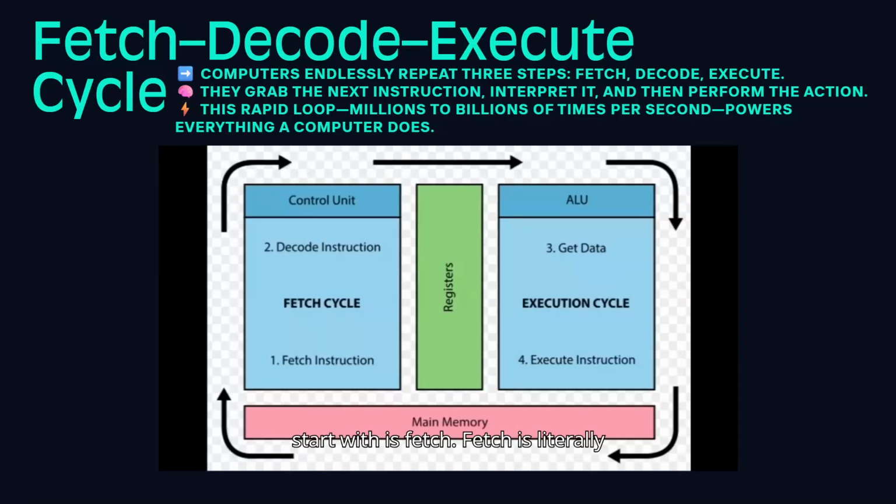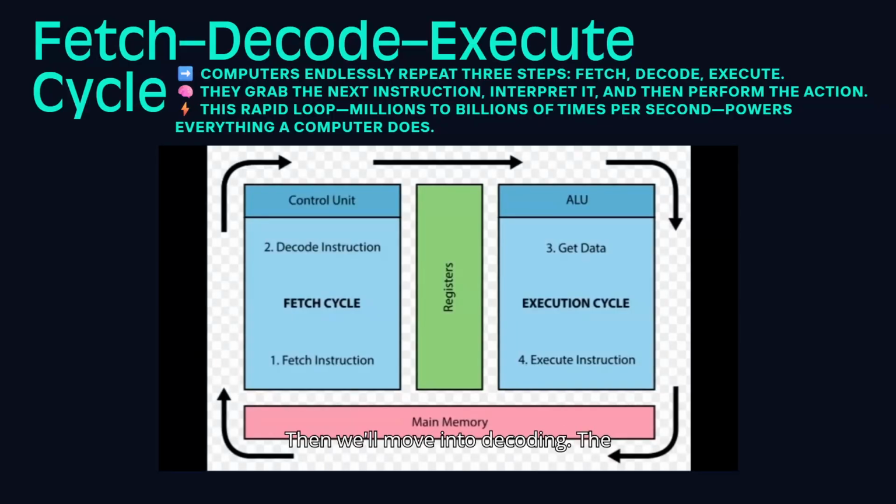First thing we'll start with is fetch. Fetch is literally the computer saying, what's the next thing I'm supposed to do? So instructions. It goes over to its memory and it grabs its next instruction, brings it back to the CPU, which is our computer processing unit. You can imagine it like checking the next step in a recipe or looking at the next line on your to-do list. It's nothing fancy, it's just fetching the next instruction.